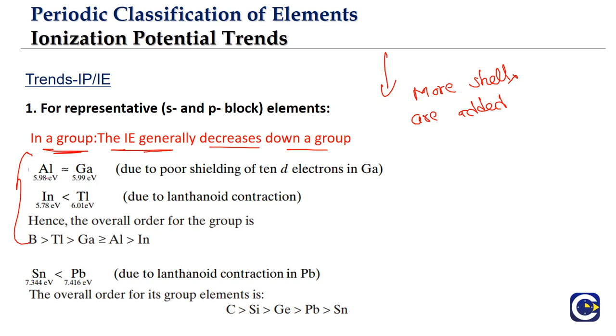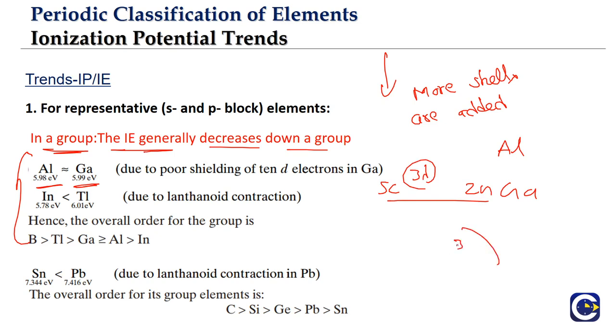But look at the anomalies, particularly when we talk about the 13th group or the boron family. Aluminium is almost comparable to gallium. This aluminium-gallium anomaly, we talked about it even in the case of the atomic radius. Aluminium atomic radius will be almost close to gallium. Why? Because when we go from aluminium to gallium, before gallium we fill 10 electrons into the 3d level, which is from scandium to zinc.